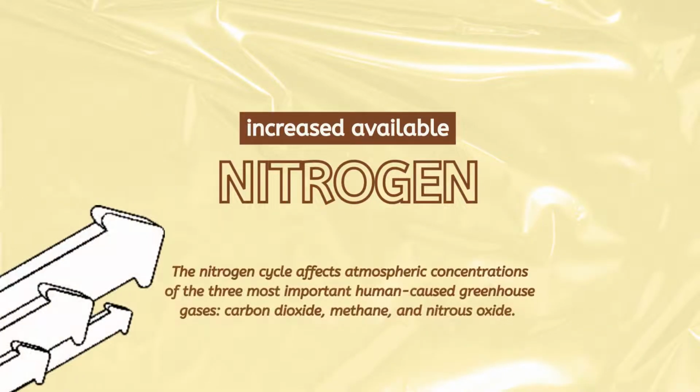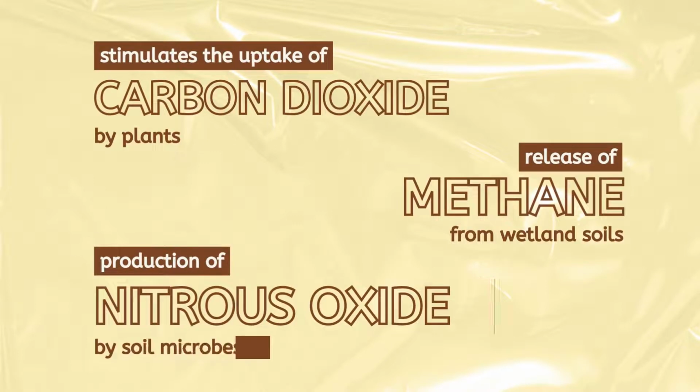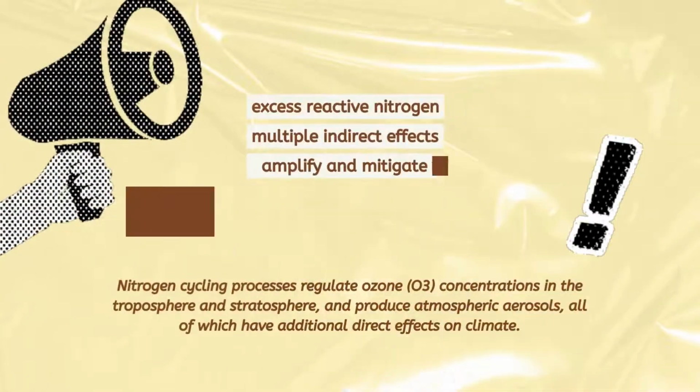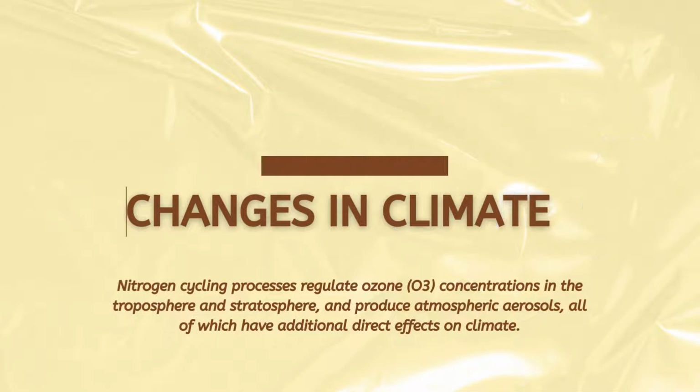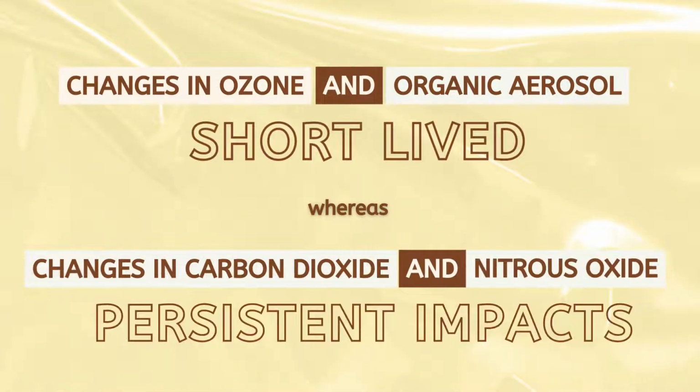Increased available nitrogen stimulates the uptake of carbon dioxide by plants, the release of methane from wetland soils, and the production of nitrous oxide by soil microbes. Excess reactive nitrogen also has multiple indirect effects that simultaneously amplify and mitigate changes in climate. Changes in ozone and organic aerosols are short-lived, whereas the changes in carbon dioxide and nitrous oxide have persistent impacts on the atmosphere.